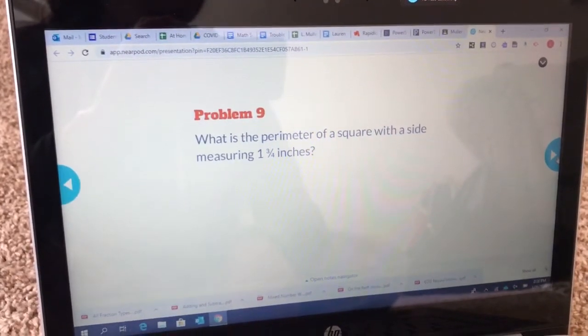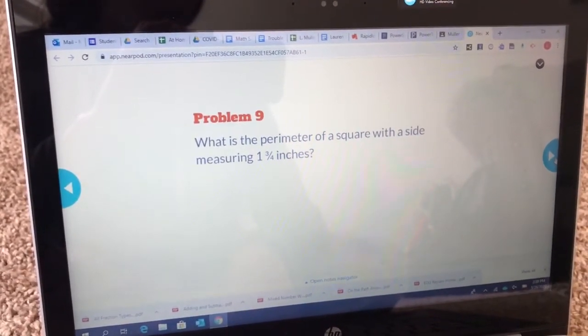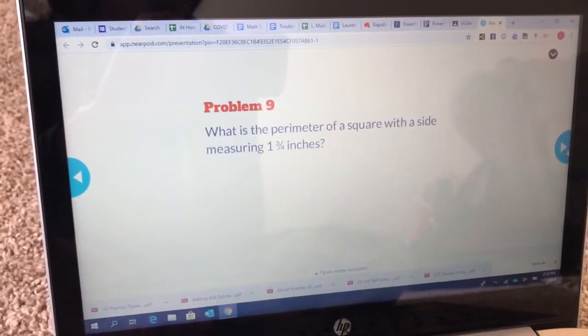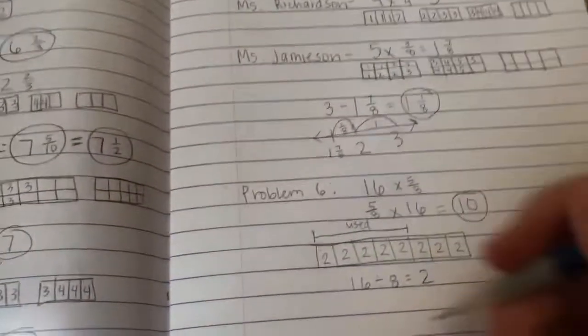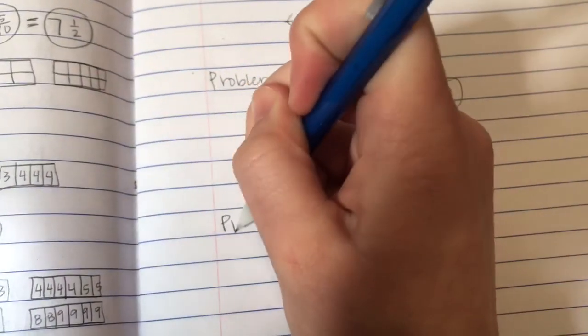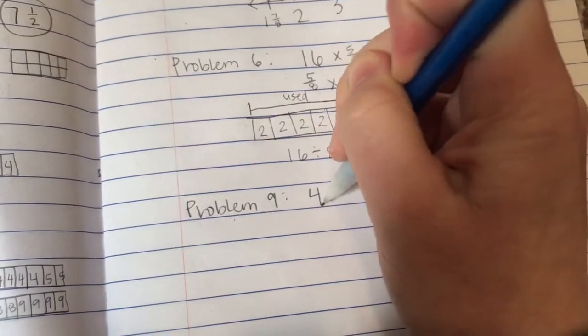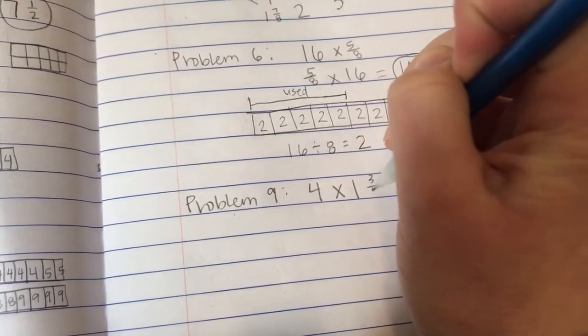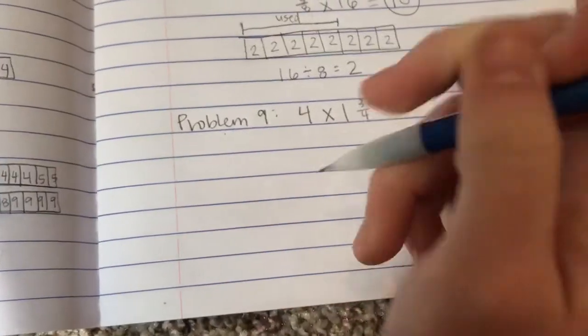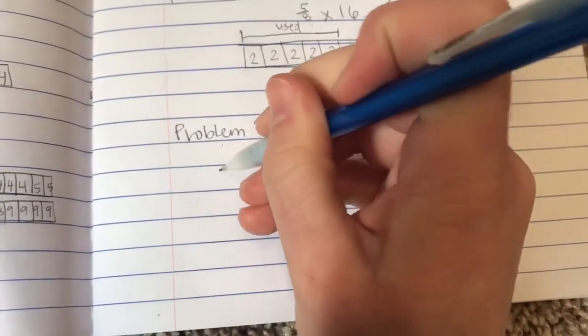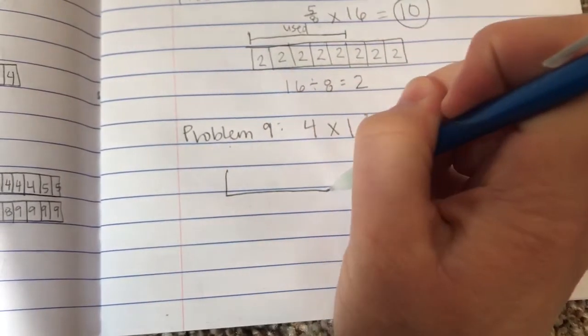That means they're all equal. So if I'm finding the perimeter of a square, what I'm really doing is multiplying the length of one side times 4. So I'm going to do that. 4 times 1 3/4. Here we go. Problem 9. 4 times 1 3/4. Now, when I'm multiplying a whole number times a mixed number, this is when my area model comes back into play.